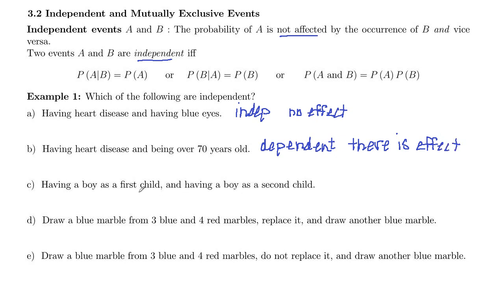Having a boy as the first child, having a boy as the second child. Well, it doesn't matter how many boys you have in a row, the chances of having a boy for the next child are always going to be approximately 50 out of 50. So these two events should be independent.